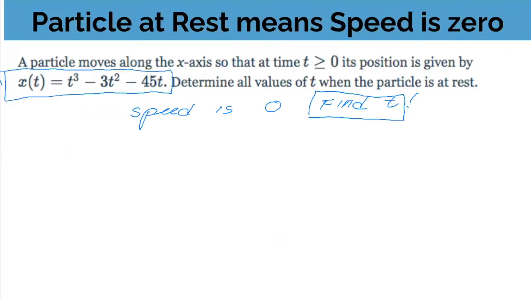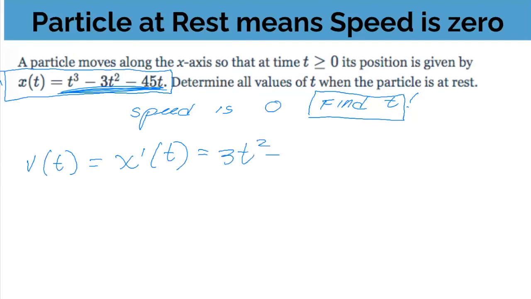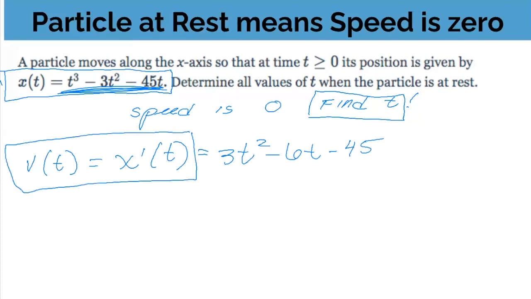They gave us the original function, and in order to find speed or time for the speed, you're going to need the velocity function. So we're going to say the velocity function equals the derivative of this function. So let's use power rule. 3t to the second power minus 6t minus 45. And now we can say what happens when speed is 0. So this right here, what happens when the speed is 0? 0 equals 3t squared minus 6t minus 45.